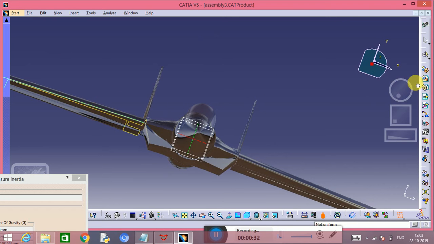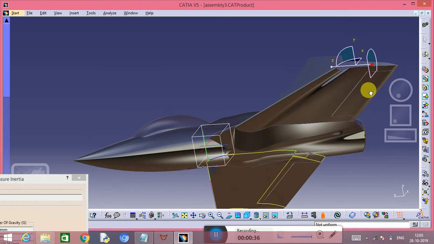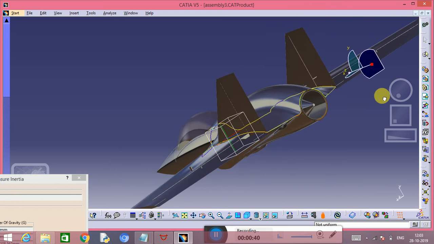The aerodynamics of this plane depends on the outer shape of the plane, so the outer shape is designed in such a way as to give optimum aerodynamics and lift to the plane.